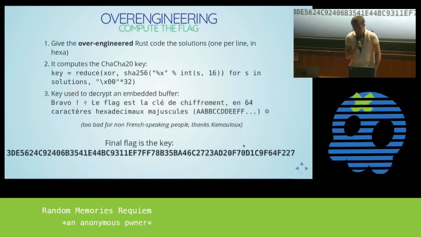And so in the end, you need to compute your flag. If you read the Rust code, it's really over-engineered just to compute XORs and SHA-256. So you compute this, it gives a key for the AES algorithm, and it gives you a French message. So if you're not French, you don't understand. And the final flag is actually the key, and that's it.